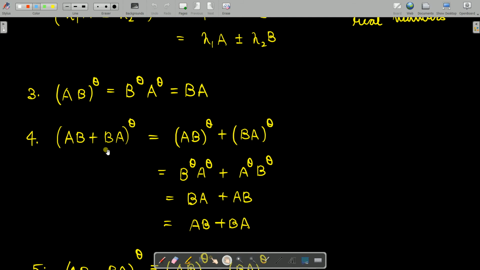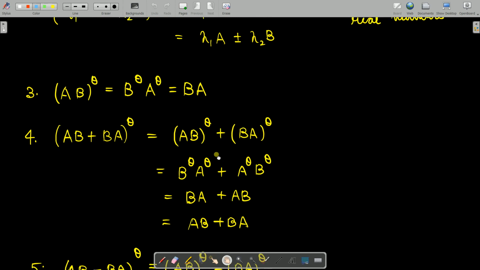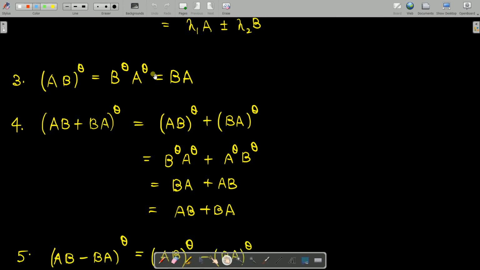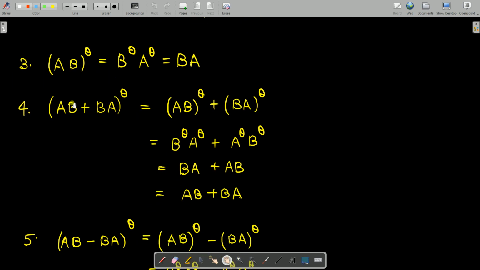Moreover, (AB plus BA) whole to the power of theta could be written as (AB) to the power of theta plus (BA) to the power of theta. From the earlier relation we can write (AB) to the power of theta like this, and (BA) to the power of theta like this. Then B to the power of theta is B, A to the power of theta is A. You can simplify this, and we get the original matrix back. Hence we can say that AB plus BA is a Hermitian matrix.